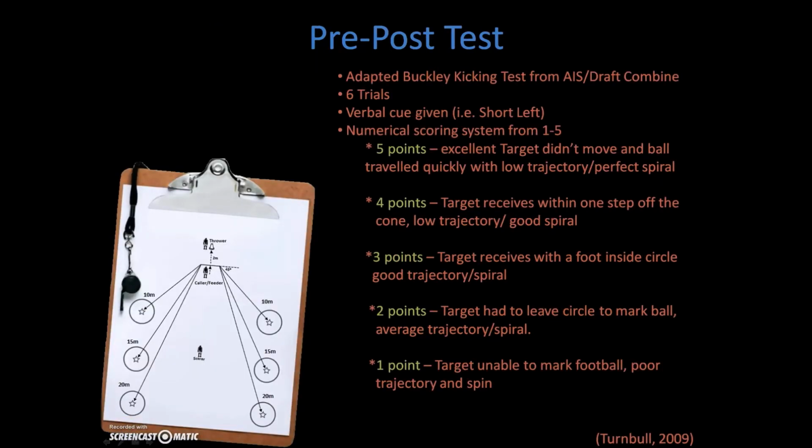The pre- and post-test measures of performance were done by adapting the Buckley kicking test from the AFL Draft Combine, replacing the kicker with a thrower, and adjusting the distances slightly. The verbal cue is read out by the feeder to the thrower, and that's an indication of which hat or which target the thrower has to throw to, and the effectiveness of that throw is graded by the point system that you can see.